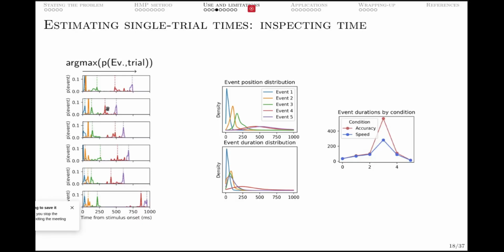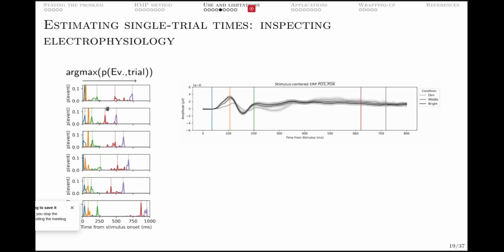Now that's only one way of doing things, because what we can also look at is inspecting actual electrophysiological data. And what we can do in this case is, this would be the average ERP for 2 electrodes that are taken here. The condition was just whether the stimulus was dim or some middle value or bright.